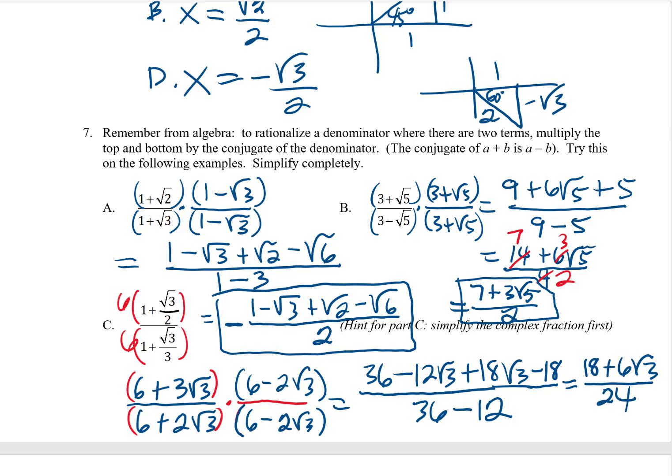And then I think I've got that same issue that happened in part B. 18, 6, and 24 all share a common factor of 6. And so I would divide that out, meaning my final answer is 3 plus square root of 3 all over 4.